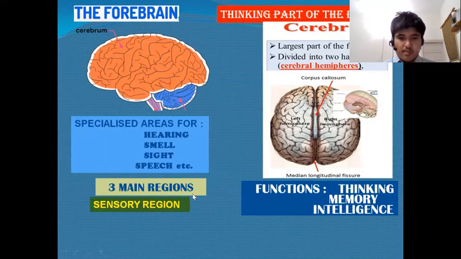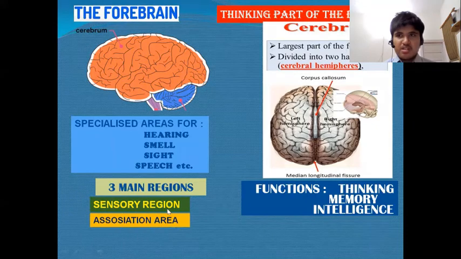Now we'll talk about the three main regions. Sensory region, which receives sensory impulses from receptors. Associative area, which receives sensory information and interprets it by putting it together with information from other receptors and with the information that is already stored in the brain. Based on this, it takes a decision and passes it to the motor area. Motor area receives the message from the association area and passes it to the effector organs, muscle or gland.